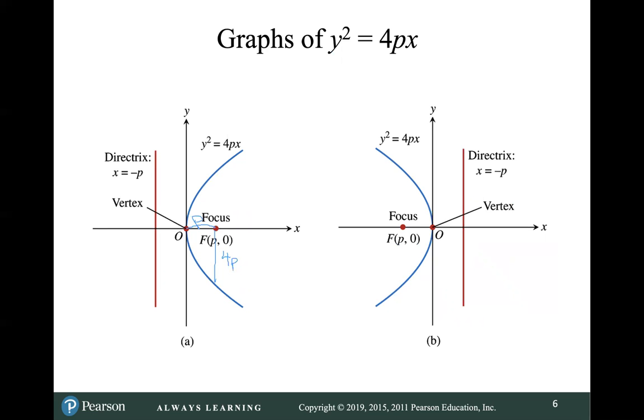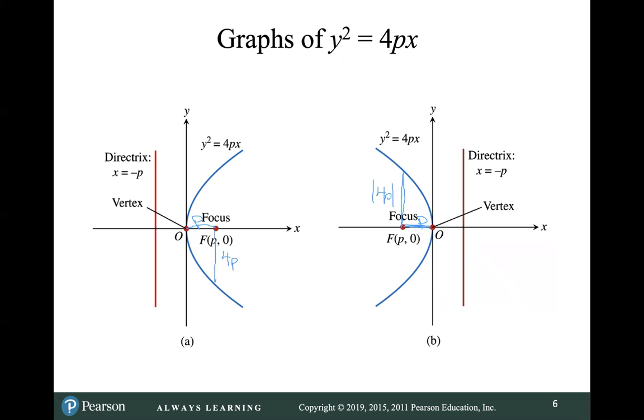Same thing if it's opening to the left. The distance between the focus and the vertex is p. The distance from the focus across, perpendicular to the vertex, is 4p in absolute value bars. The vertex is halfway between the focus and the directrix. The focus is a point, the directrix is a line, and the equation of the directrix is x equals negative p.